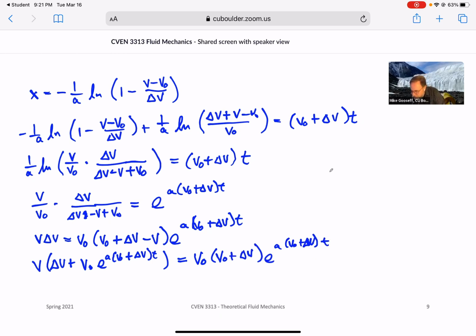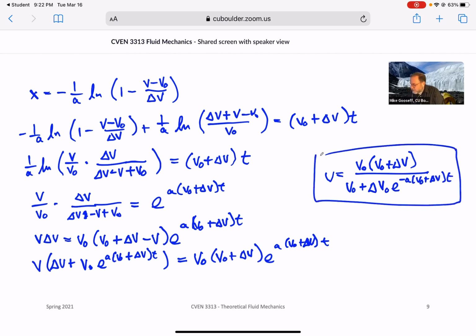And all of this boils down to V is equal to V naught times V naught plus delta V over V naught plus delta V naught e to the minus a times V naught plus delta V and then times t. So that is our entire summary, which is complicated, of course, but we do see that we end up with some velocity at any time equal to a function of our initial velocity times the change in v and as a function of time. Okay, so that's the Lagrangian view of the world.